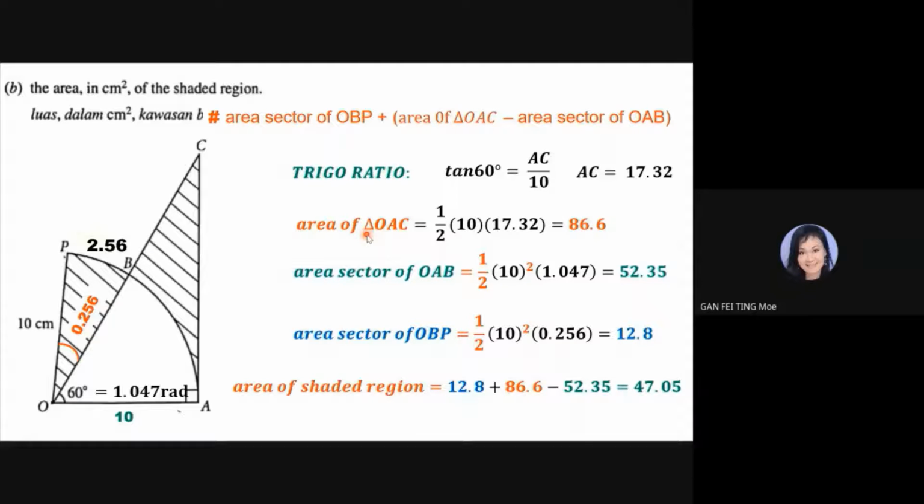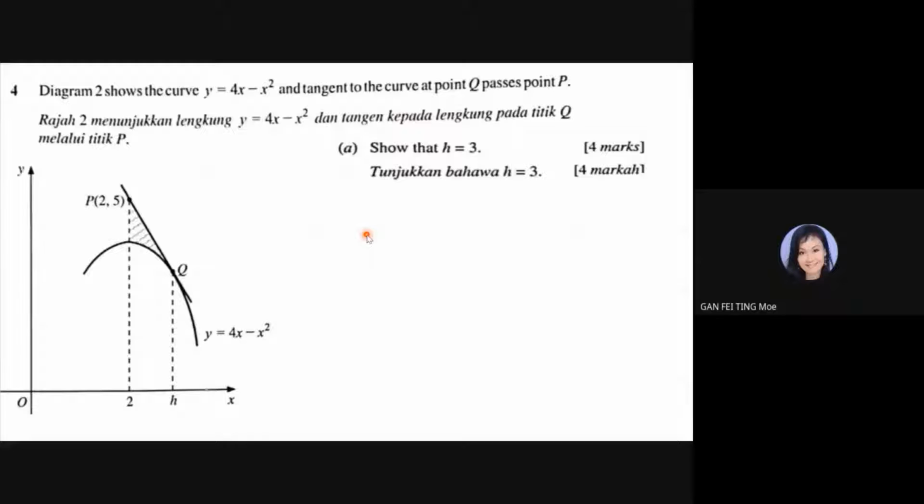All right. So now let's continue to the next question. Someone says integration and differentiation. Diagram 2 shows the curve y equals 4x minus x squared. This is the curve, and the tangent to the curve at point Q. This is a tangent. A tangent is a straight line touching the curve at one point. And it passes through point P here. Now it says show h equals 3.